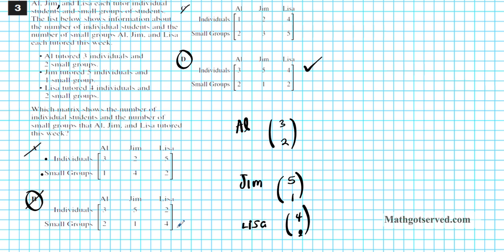Okay, this is wrong because this matrix is telling us that Lisa tutored 2 individual, and that's inaccurate. It tells us Lisa tutored 4 individual and 2 small. So this is the correct option, letter D.